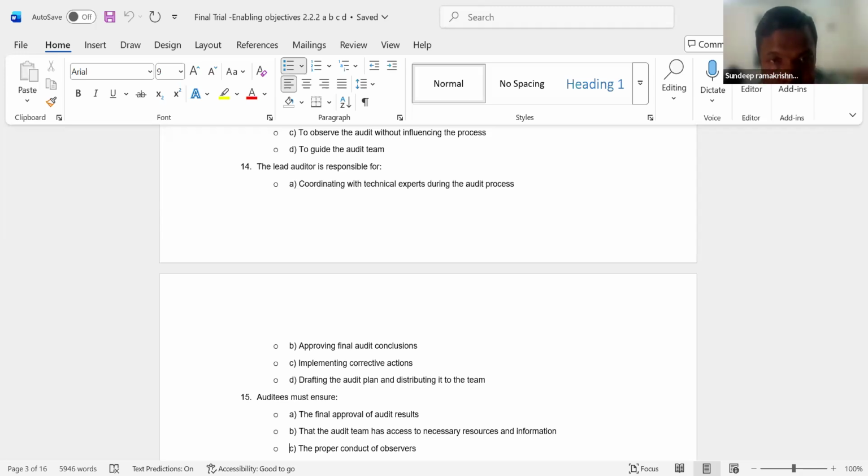I'm a little bit confused between two options, sir. So I'm getting the final answer. Why? Because coordinating with the technical experts during the audit process, no. Approving final audit conclusions, implementing corrective actions, and drafting the audit plan and distributing it to the team, sir. D. Yes, D.